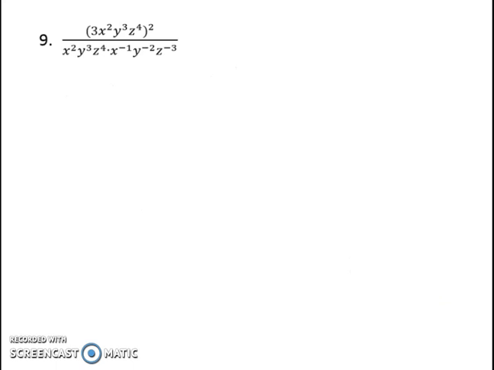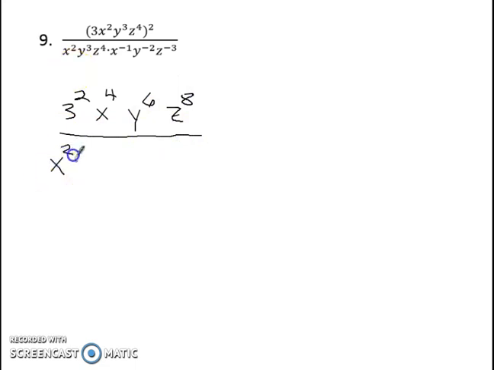So first thing I'm going to do here is deal with the parentheses. And I'm going to multiply in the 2. So that's going to give me a 3 to the 2nd, an x to the 4, a y to the 6th, a z to the 8th over, I'm going to go ahead and put the same bases next to each other.